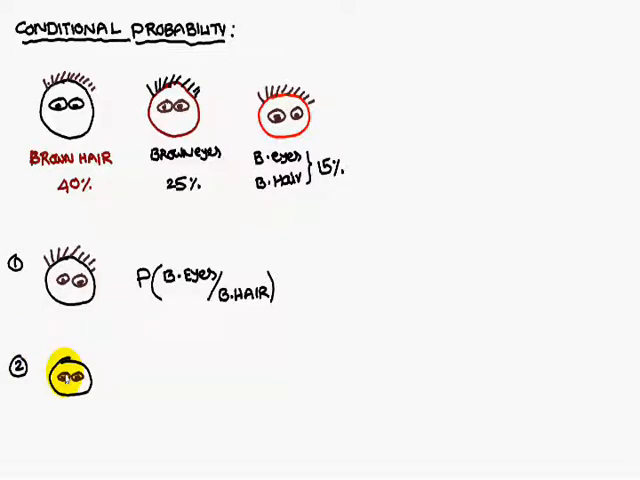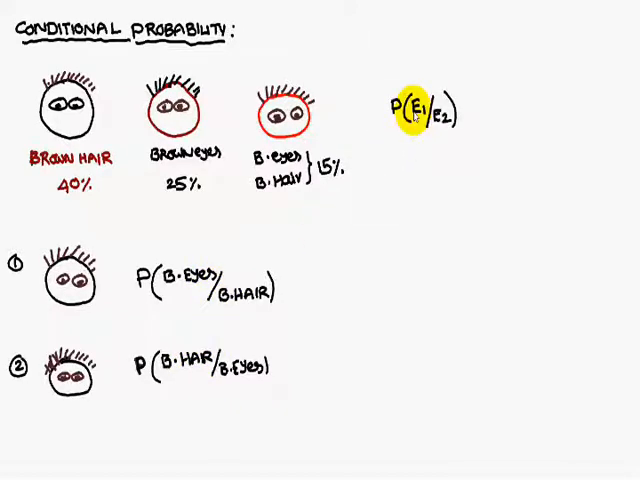Similarly, if a person is selected in the class and he has brown eyes, what is the probability that he has brown hair also? Mathematically, first the person should have brown eyes, then he should also have brown hair. How do you have to solve these problems?